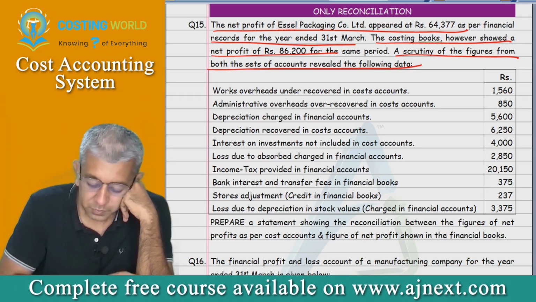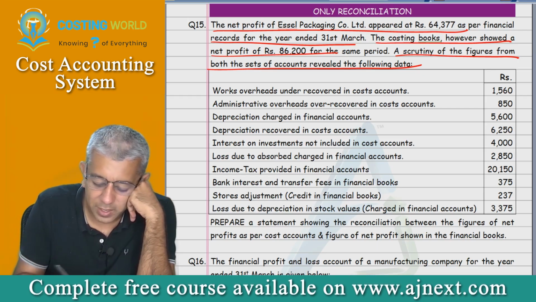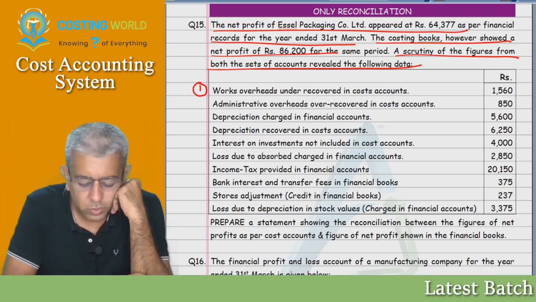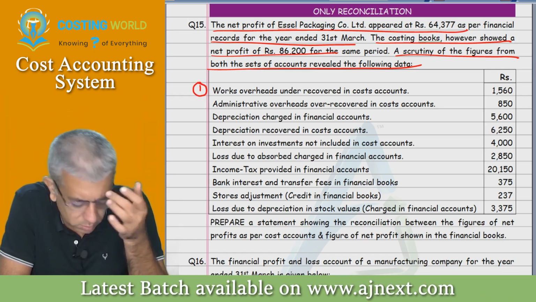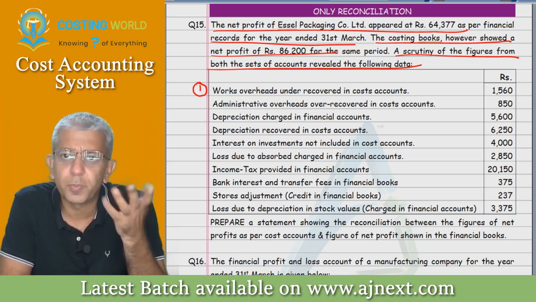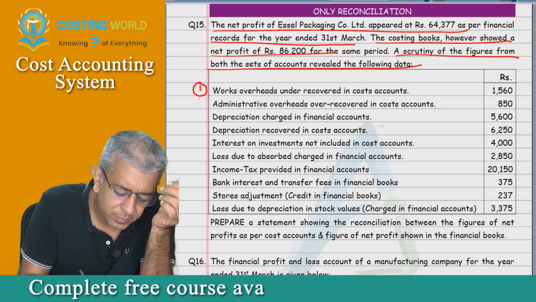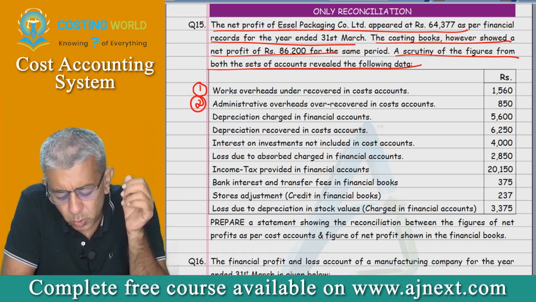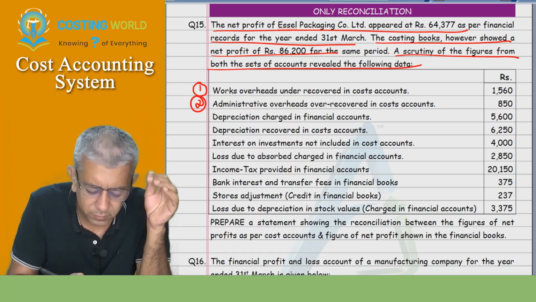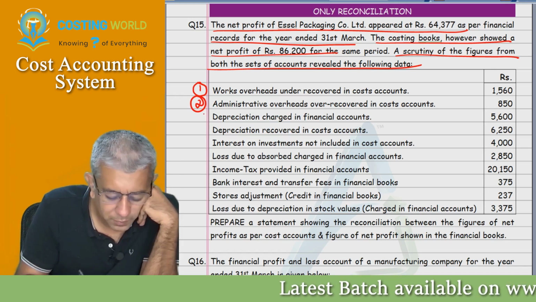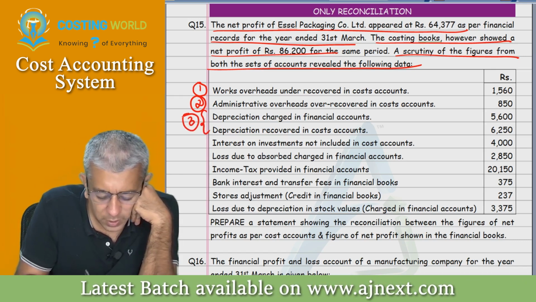Works overheads under recovered in cost accounts. So directly it is given, works overheads under recovered means under absorption. So we will write the things on the appropriate side. Directly under absorption is given. Administration overheads over recovered in costing means over absorbed. Directly we'll write down on whichever side.